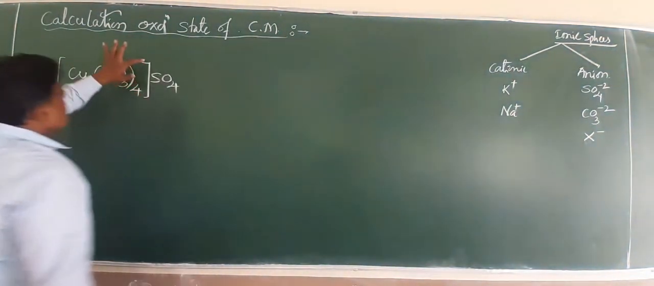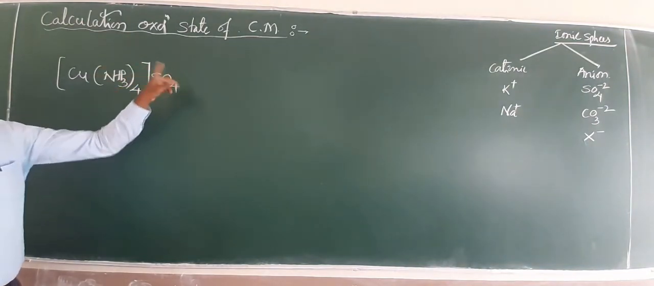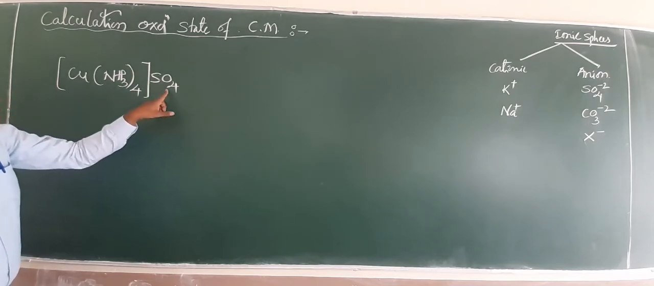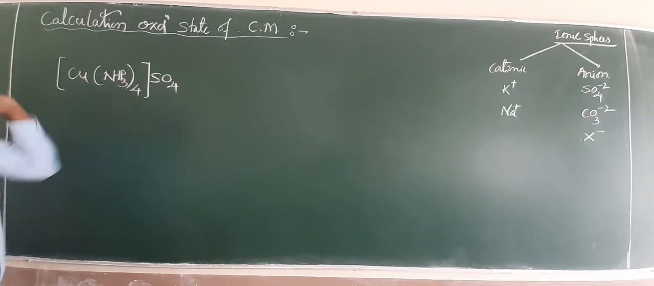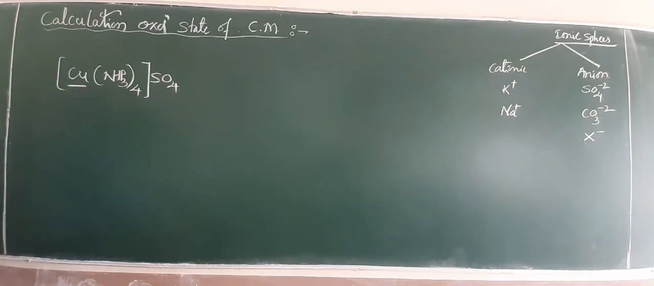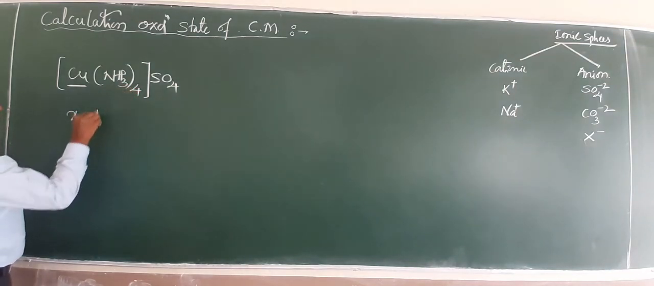Friends, the square bracket is what we call the coordination sphere. Apart from the square bracket, we call it the ionic sphere. After the coordination sphere comes the anionic sphere. How to calculate is very simple. We underline copper, taking copper as X. We have to find X. The total number of ligands is 4.